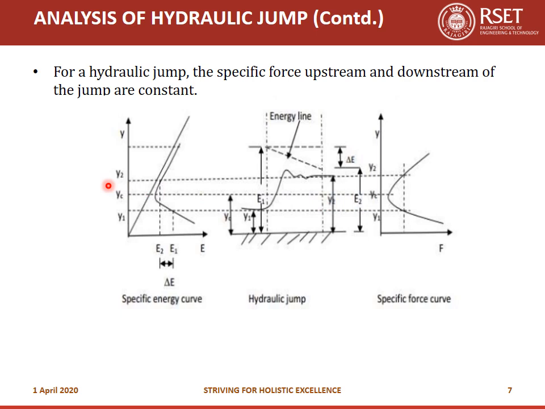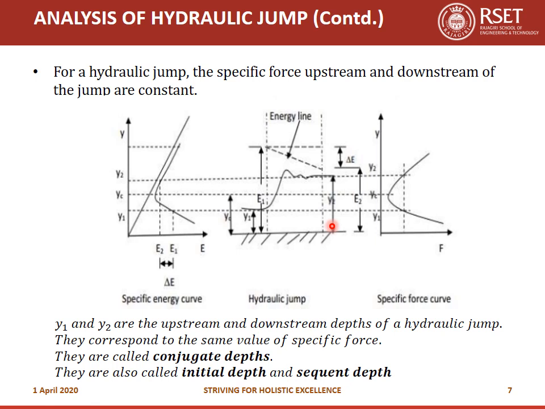That is why these three graphs, or these three figures, have been taken together in order to compare them. So from this graph, it is clear that Y1 and Y2 are not alternate depths. They are something else. Alternate depths are those depths that correspond to the same value of specific energy. So the depths Y1 and Y2 of a hydraulic jump are not alternate depths, so they have to be given another name.